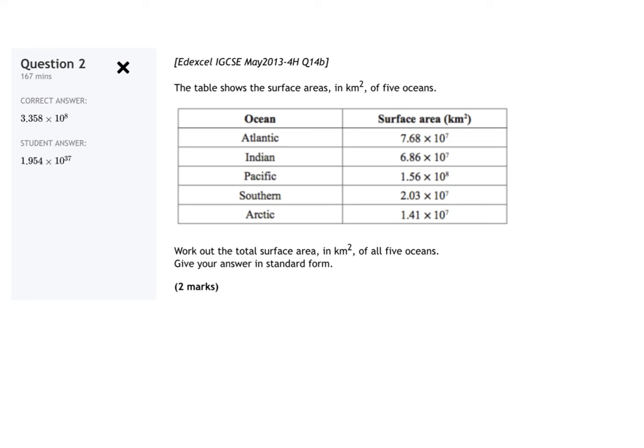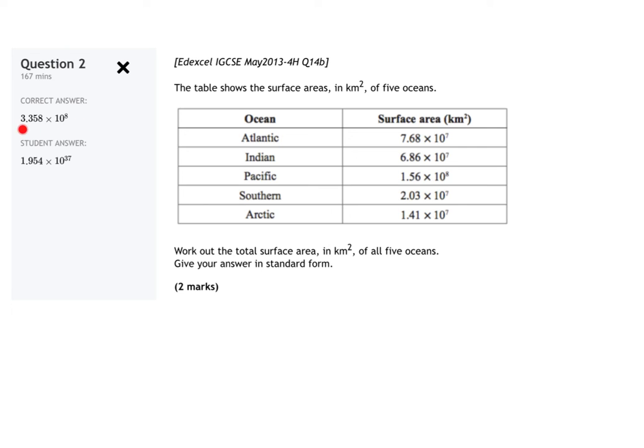In this question, you're basically asked to add 5 numbers that are presented in standard form. These are the surface areas of the 5 oceans, and all you actually have to do is to add these 5 numbers together on a calculator. Then interpret your answer and write it down.